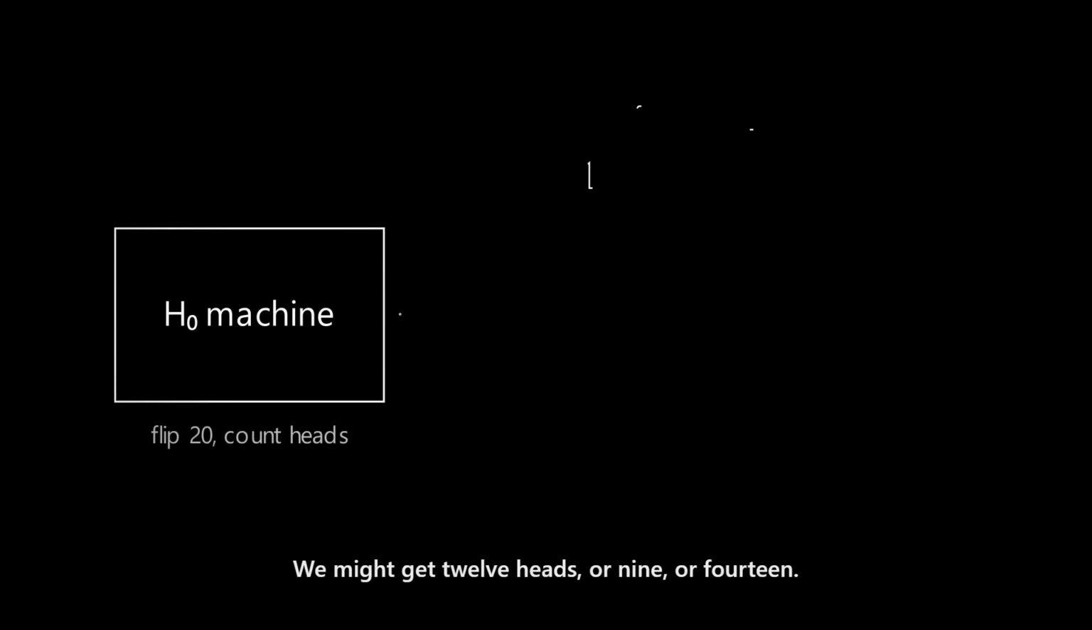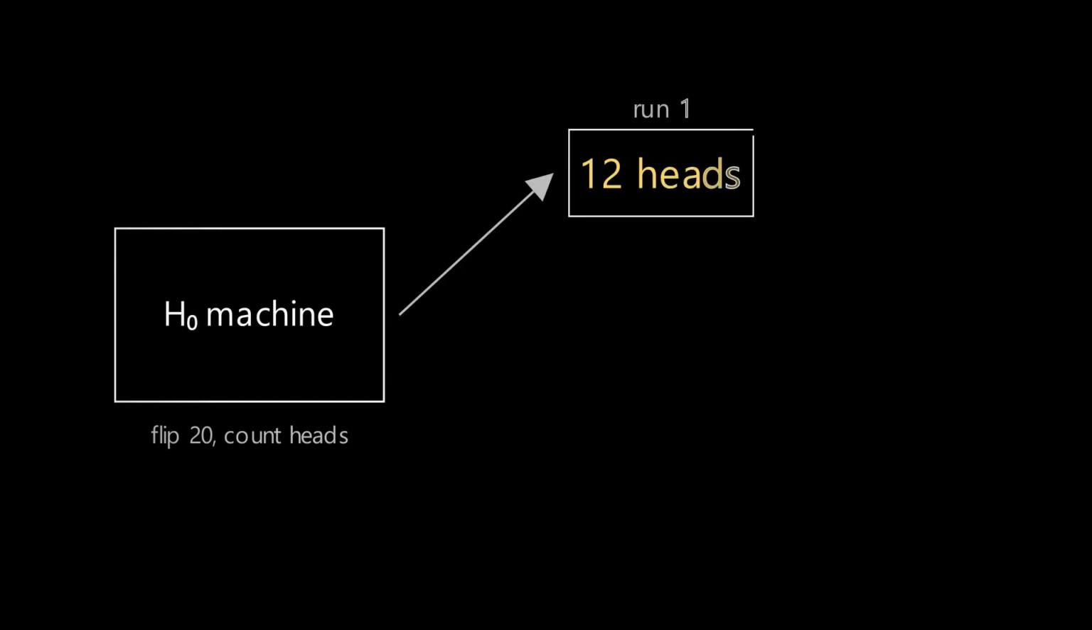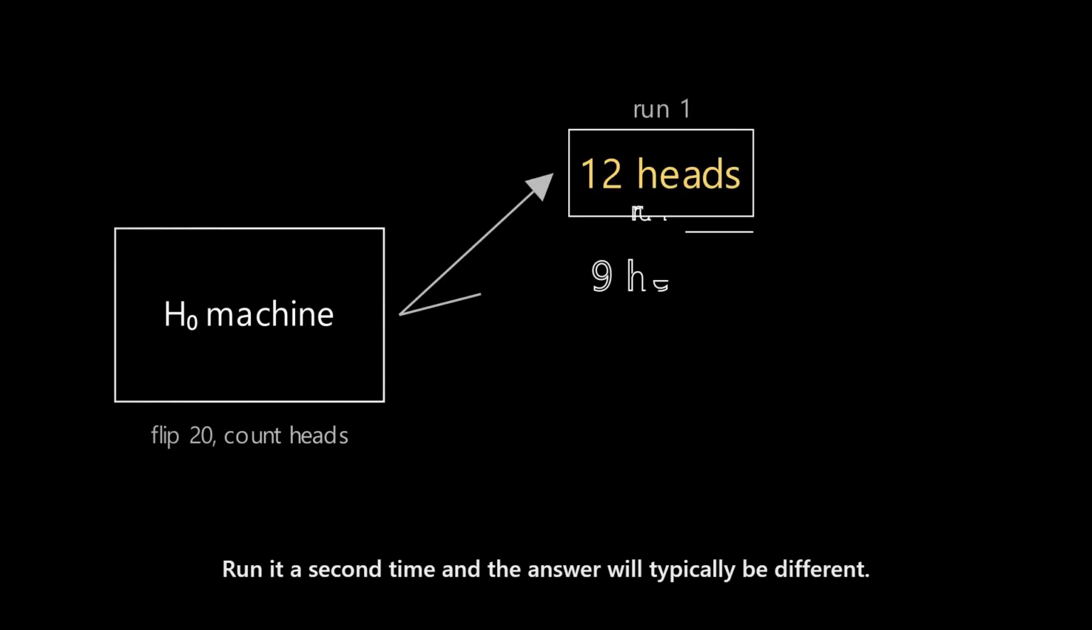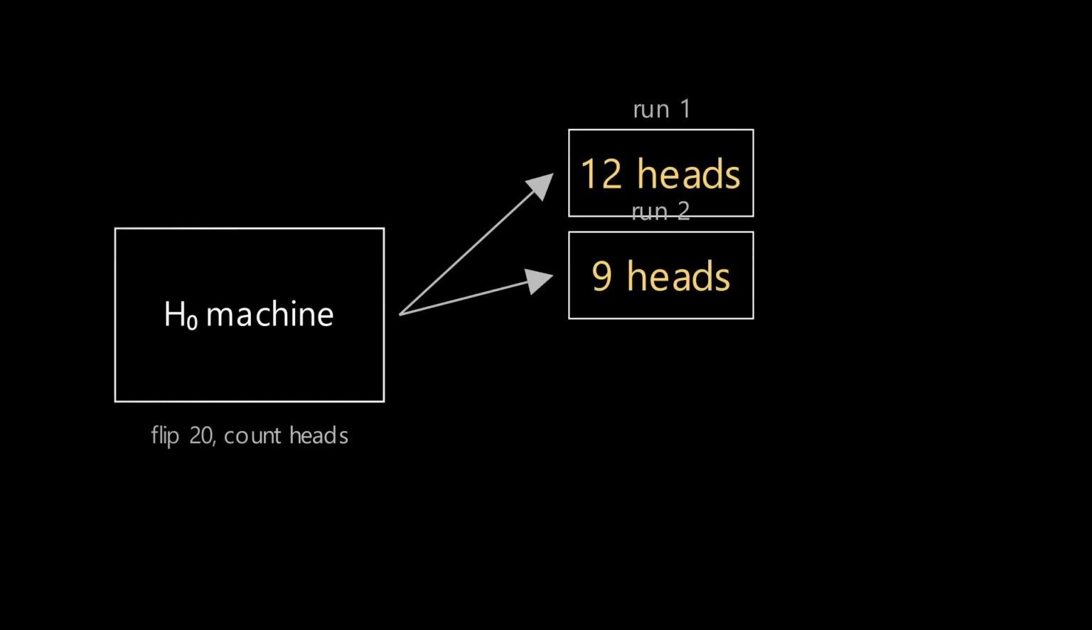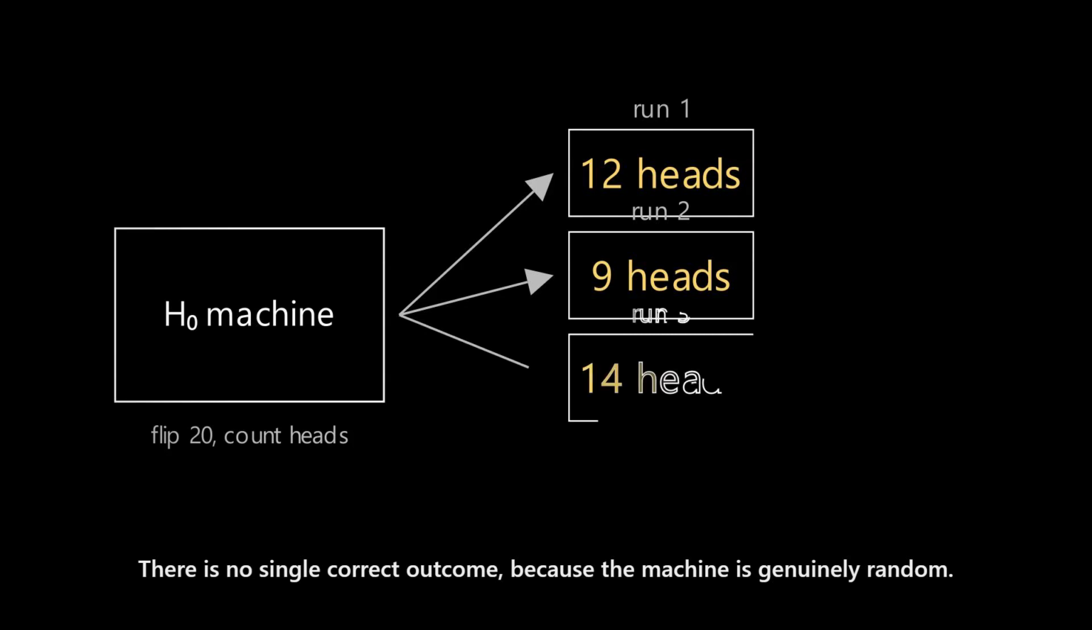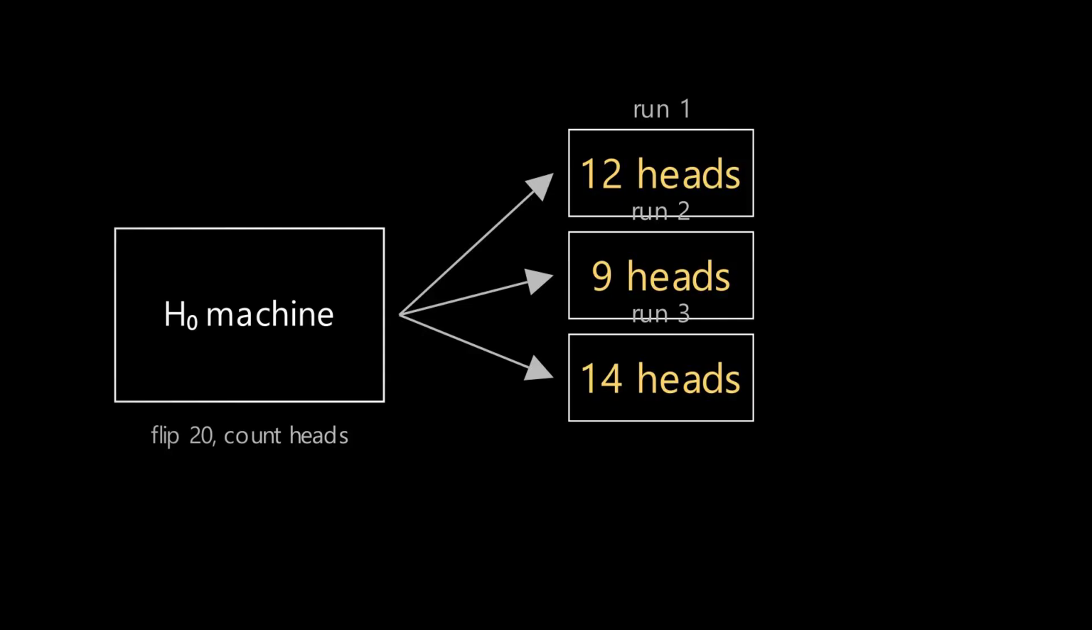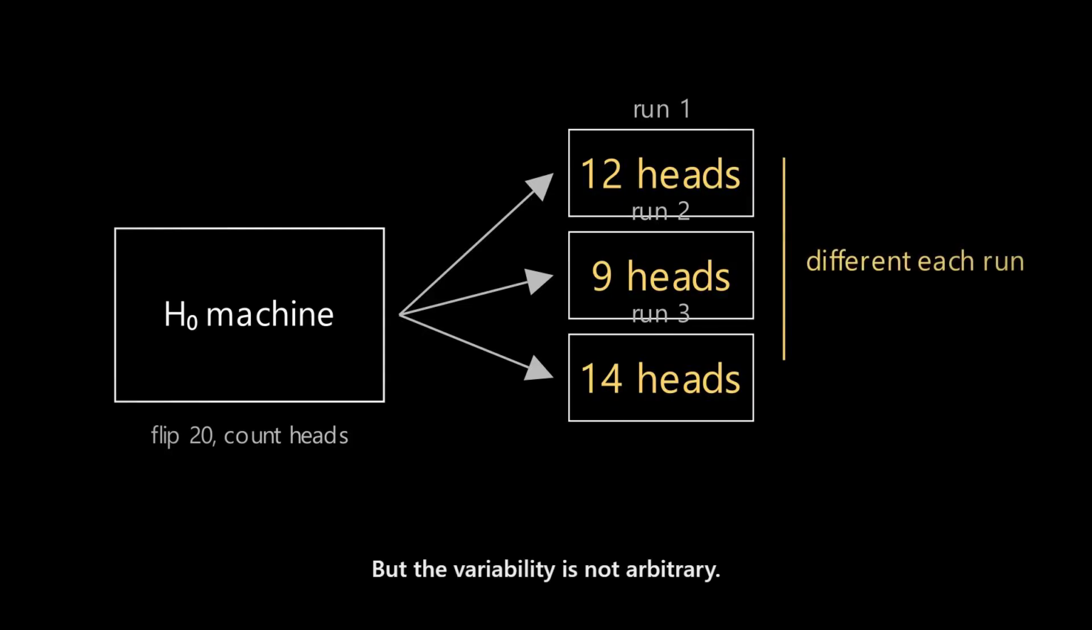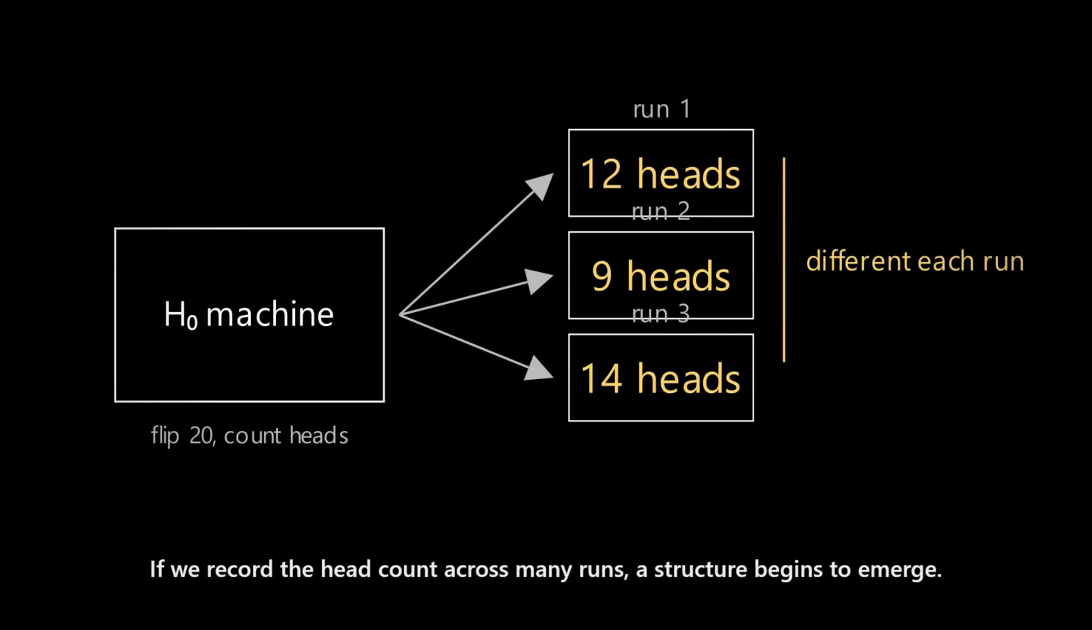Imagine running this machine once. We might get 12 heads, or 9, or 14. Run it a second time, and the answer will typically be different. There is no single correct outcome because the machine is genuinely random, but the variability is not arbitrary. If we record the head count across many runs, a structure begins to emerge.